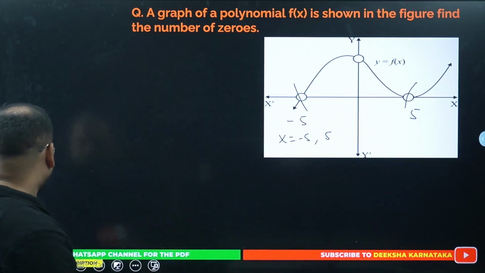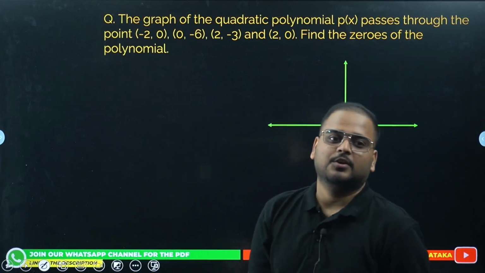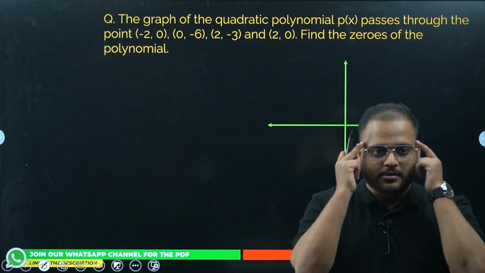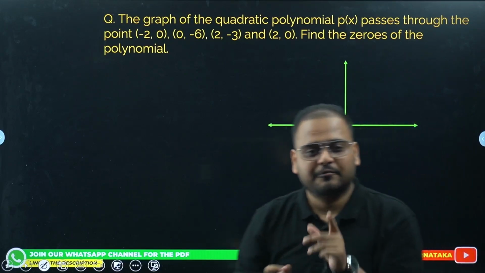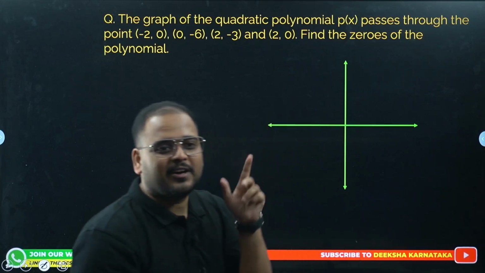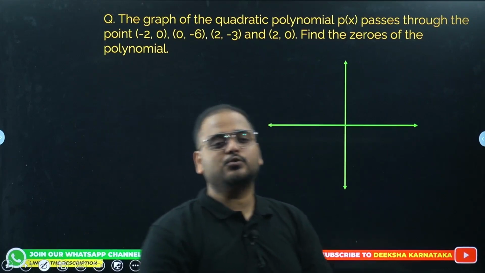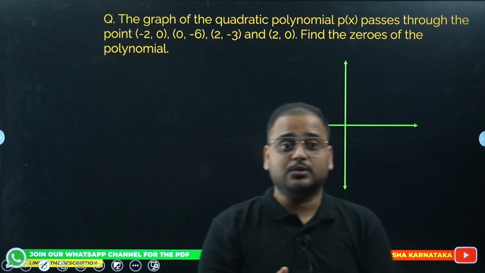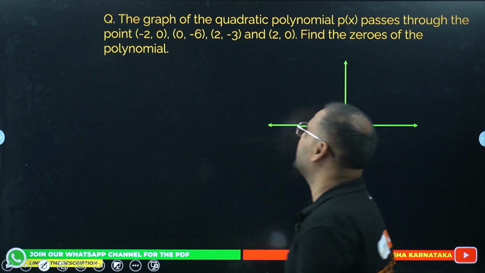Okay, come on. The next part, a very good question actually. Extremely easy, but you have to use your brain in this question. Use the logic, which I know you guys like to use. The graph of quadratic polynomial p(x) passes through the points (-2, 0), (0, -6), (2, -3), and (2, 0). Okay, sir, what did you do? I couldn't even understand. So let's break the question.